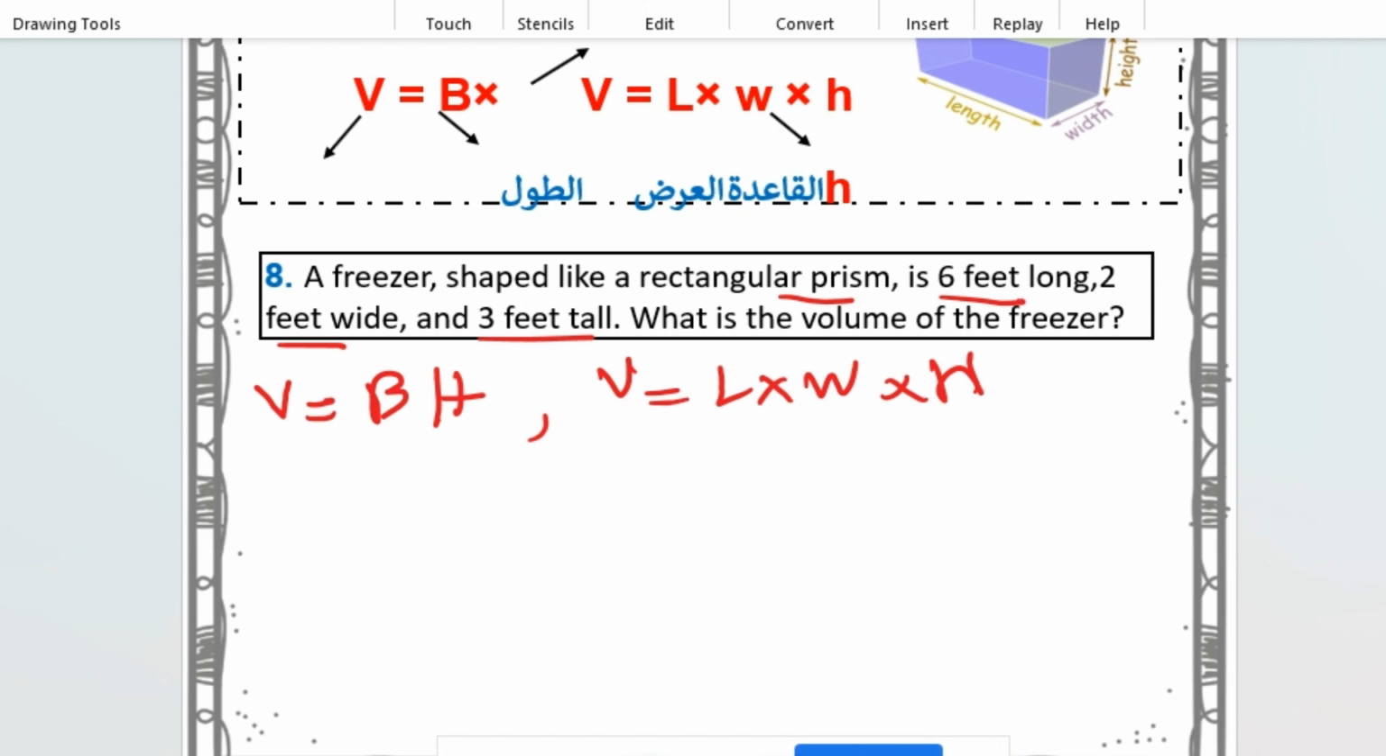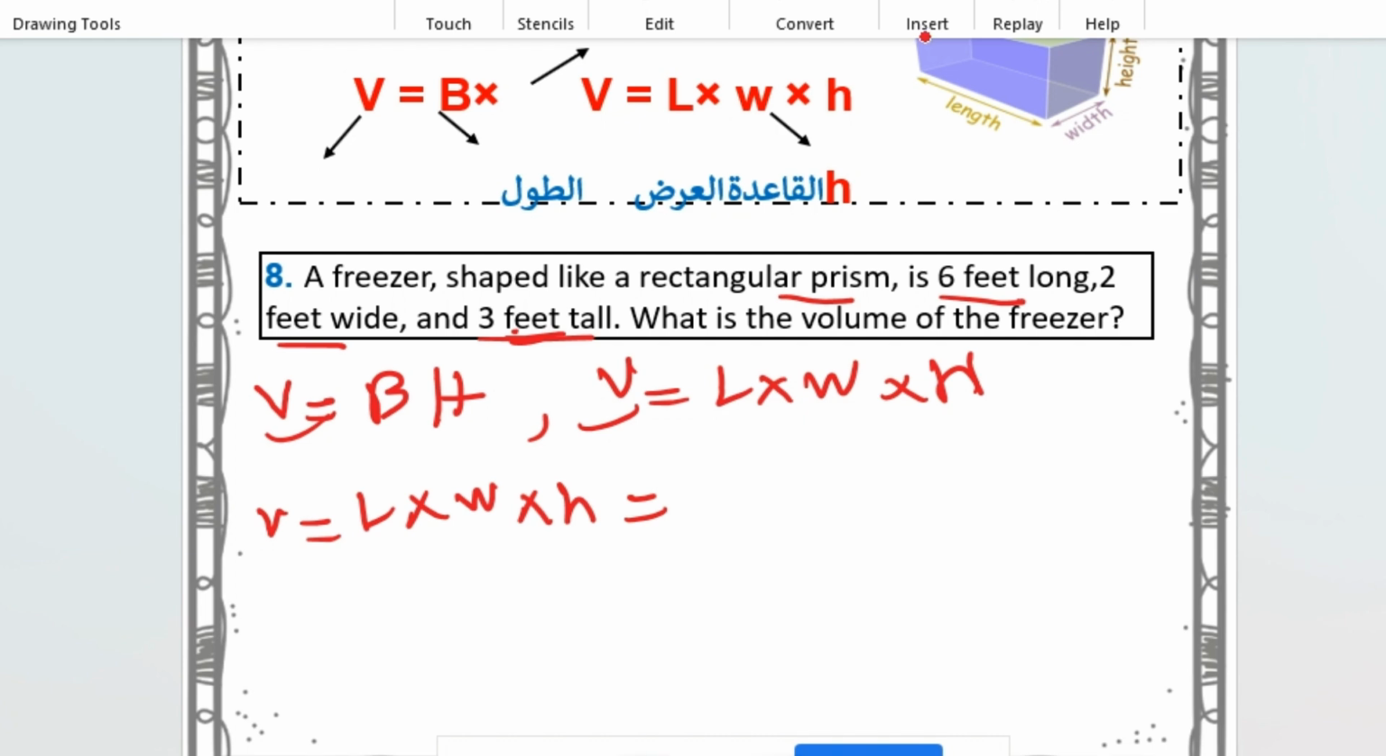How do we do this? We just look at the given scenario. If we have three dimensions, which are the length, height, and width, we use this one. And if we have only two, we use the first one. Since we have all three in this question, we use the second one, which is V equals L times W times H. Okay. So the next step is just substitution because we already have all our parameters or dimensions.